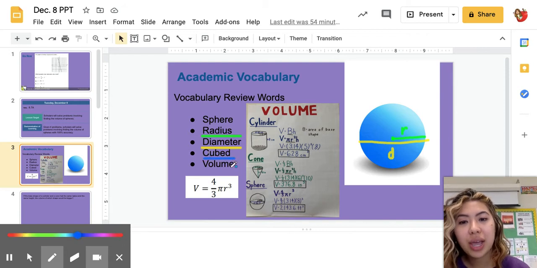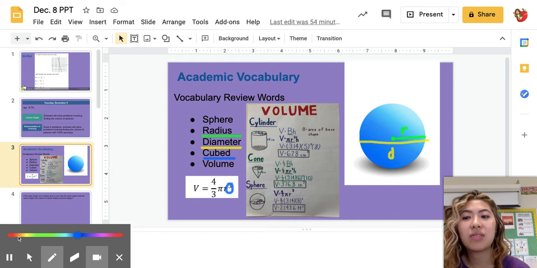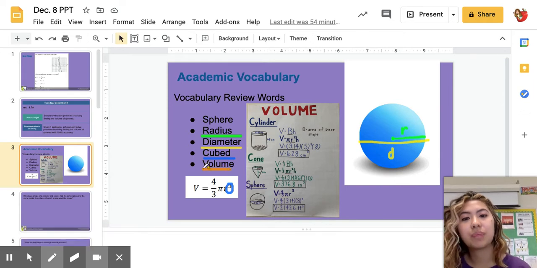Cubed is another way to say that a number is raised to the power of 3. So r cubed is the same thing as saying r to the power of 3. And we've been finding the volume of different 3D shapes all week. So just as a review, the volume of a cylinder can be found by multiplying pi times the radius squared times height. To find the volume of a cone, you can multiply 1/3 times pi times radius squared times height. And to find the volume of a sphere, what we're learning about today, we're going to be using the formula 4/3 times pi times radius cubed.